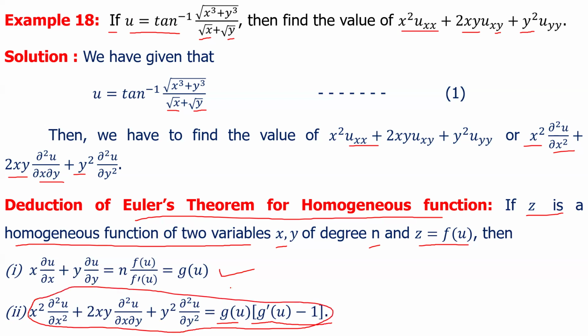So let us try to find what is f of u, f dash of u, and n, and then after that we calculate g of u, then we calculate g dash of u, and if we substitute the value of g of u and g dash of u, then we are able to get the value of this given expression.